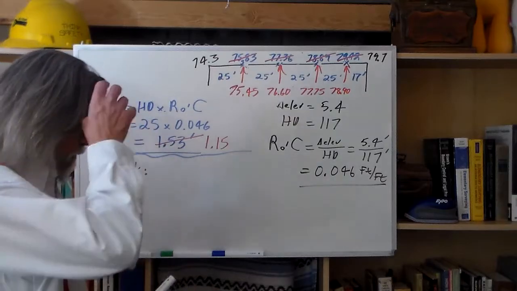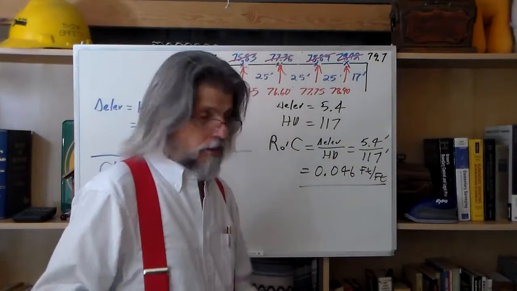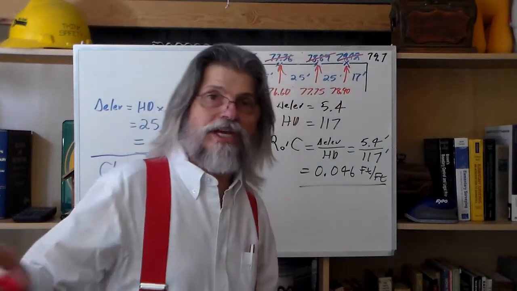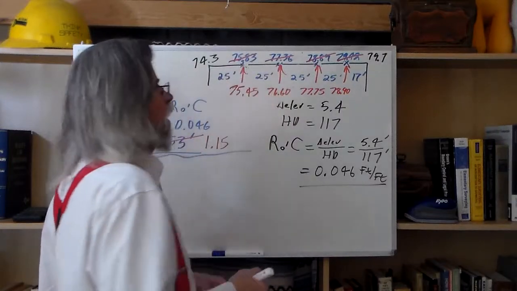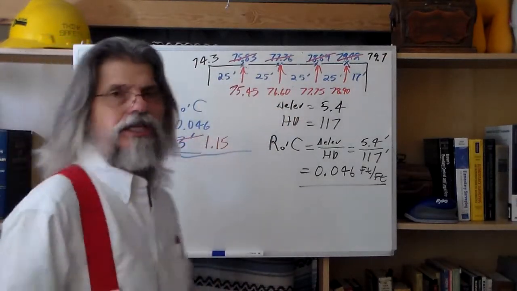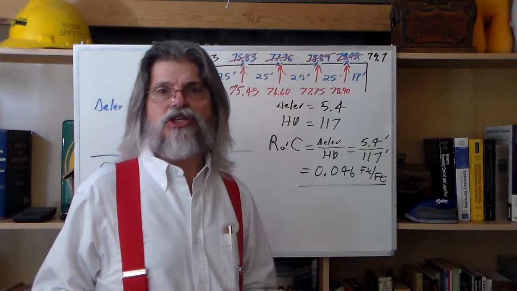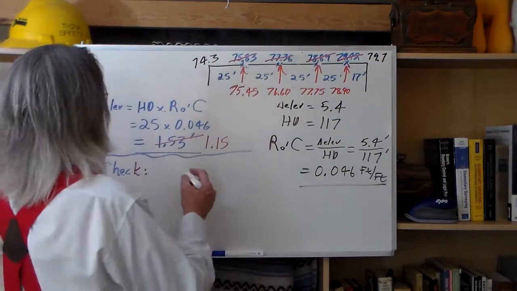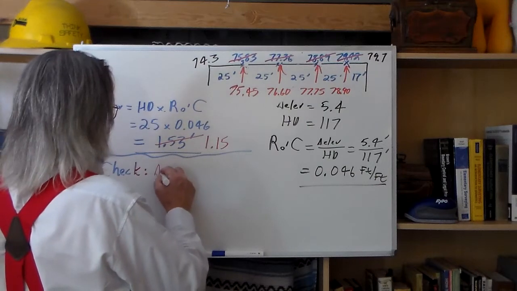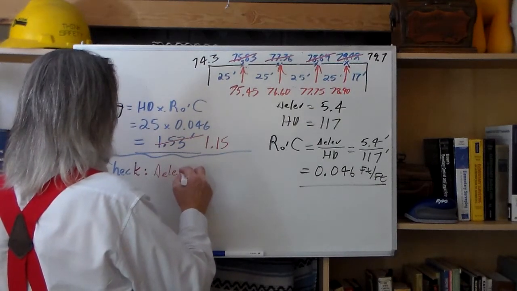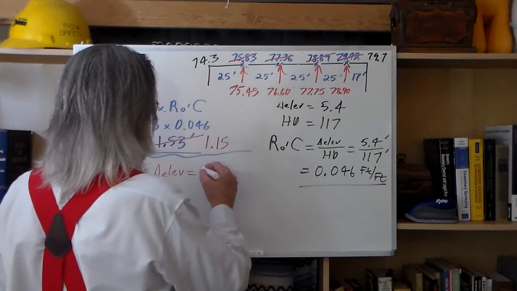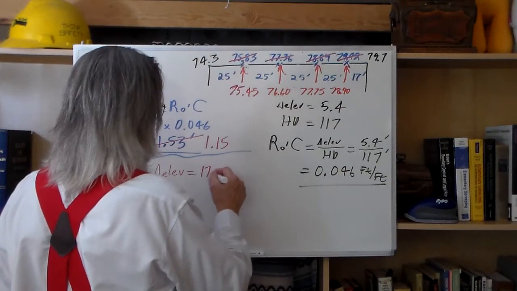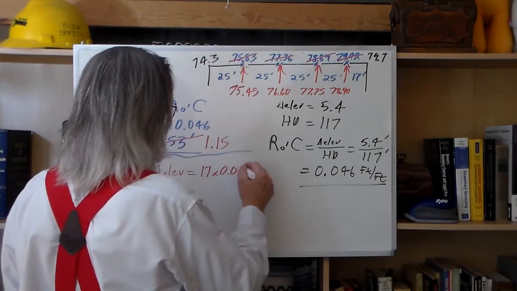So, okay, just for a heck of it, we're going to do it both ways. That way you can see both ways to do it. What we basically need to redo is just do this calculation again, but this time for 17 feet instead of 25. So our delta elevation is going to equal 17 times 0.046.